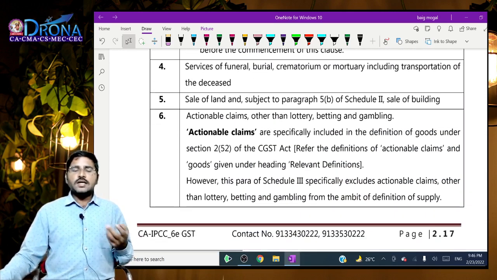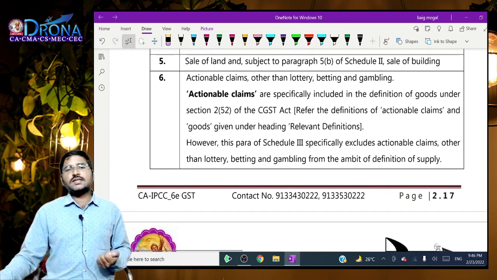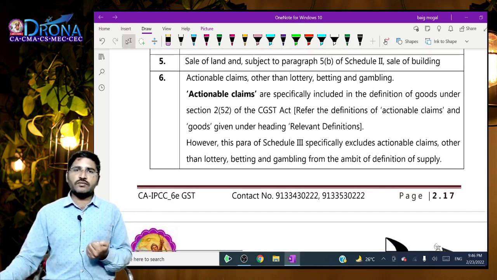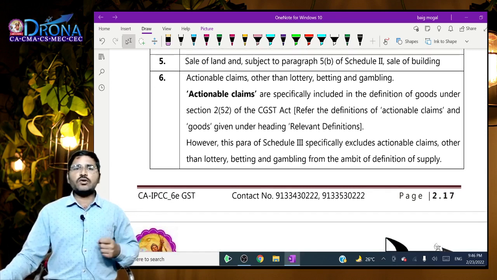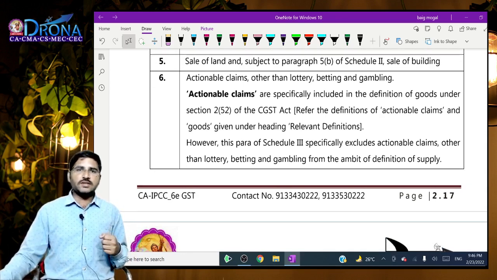And the fourth one, services in relation to the funeral, burial, crematorium, mortuary services, neither a supply of the good nor a supply of the service. And next one, sale of land and building. As we know, neither a supply of the good nor a supply of the service. But one thing you have to remember, where the land and building is given on rental or lease basis, it will become a supply of the service.